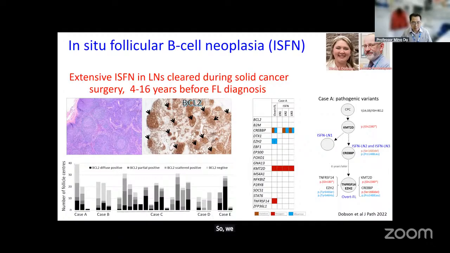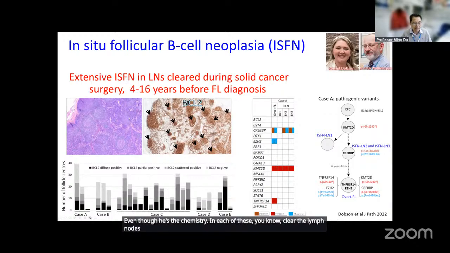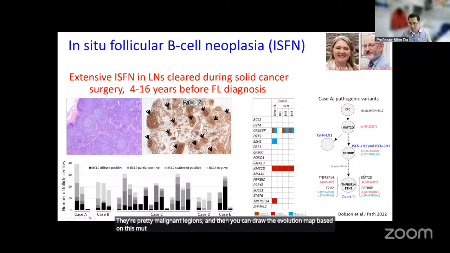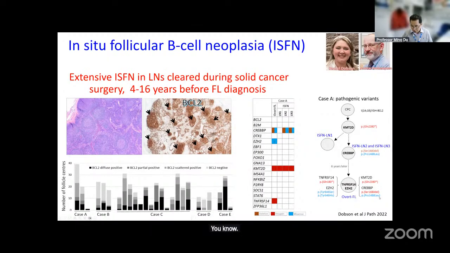So we have analyzed all these cases. We demonstrate, based on BCL2 immunohistochemistry in each of these cleared lymph nodes at the time of the solid cancer surgeries, extensive in situ follicular B-cell neoplasia. We sequenced these cases together with the full-blown follicular lymphoma. We demonstrate the mutations in this in situ follicular neoplasia, the pre-malignant lesions, and then you can draw the evolution map based on this mutation pattern to predict the mutation accumulation.